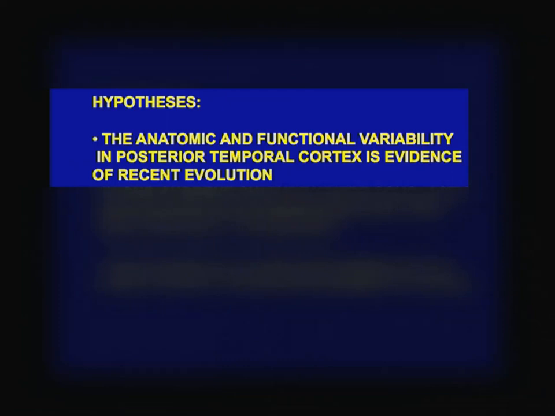So we have evidence of anatomic and functional variability in this posterior temporal cortex. And with this high variance, one of the hypotheses is that this is a sign of relatively recent appearance of this in an evolutionary sense, in that it hasn't settled down into any consistent pattern across the population.